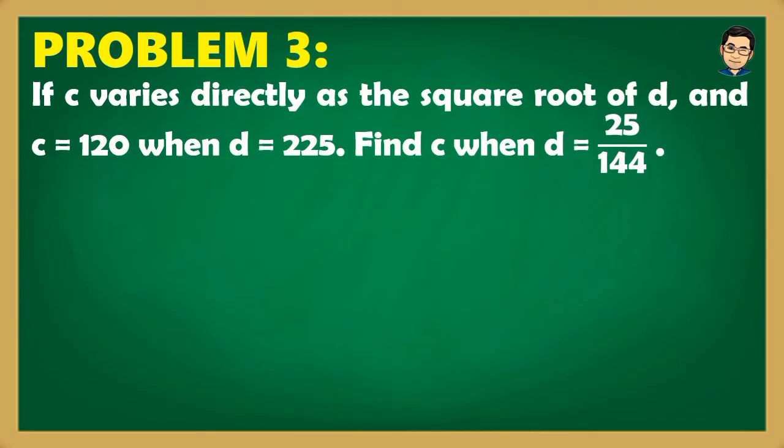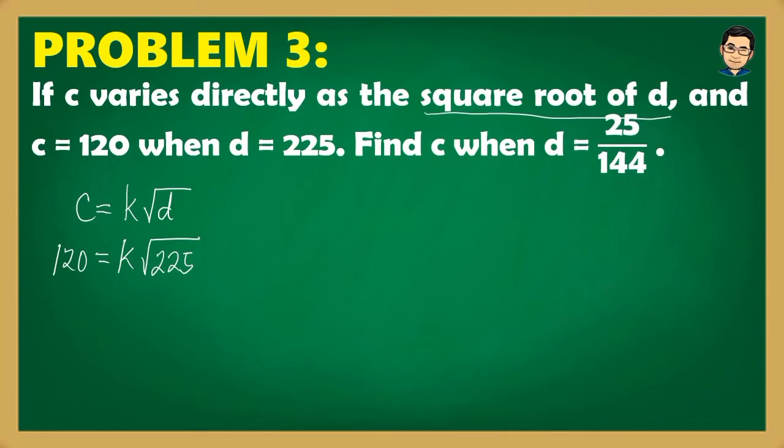So, to write the equation, that will be C is equal to the constant of variation, K, and then based from the given problem, meron po tayo dito, the square root of D. So, isusulat po natin yun as square root of D. And then, isa-substitute lang natin yung mga given values of C and D in order for us to identify the value of K. So, C is 120 equals K, and then square root of the value of D is 225.